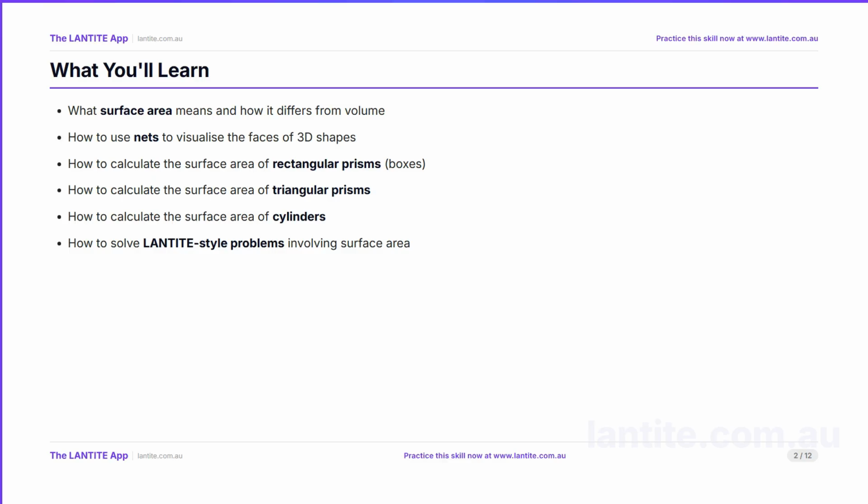Here's what we will cover. We start with understanding what surface area is, and how nets help us see all the faces. Then we will calculate the surface area of rectangular prisms, which are just boxes. We will also cover triangular prisms and cylinders. Throughout, we will practice with LANTITE-style word problems.